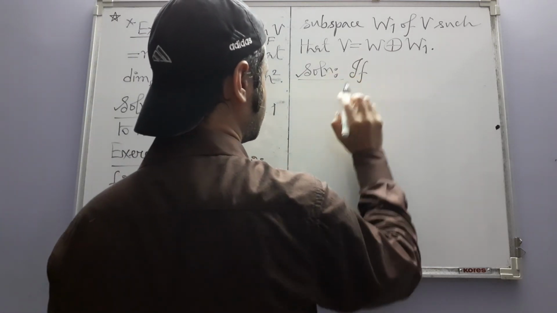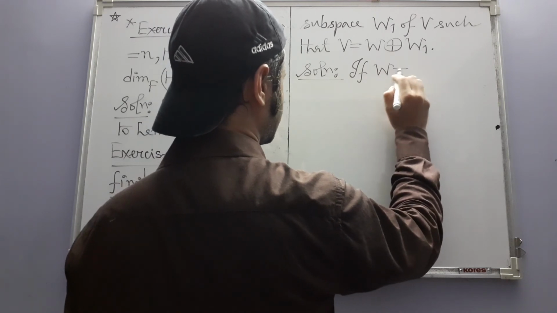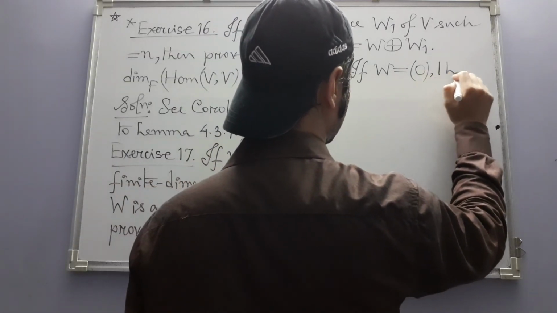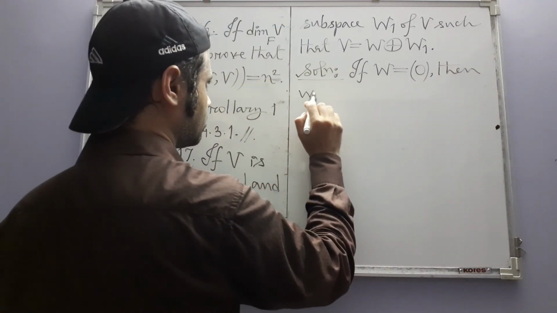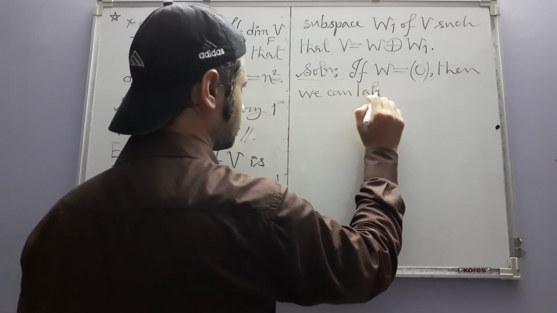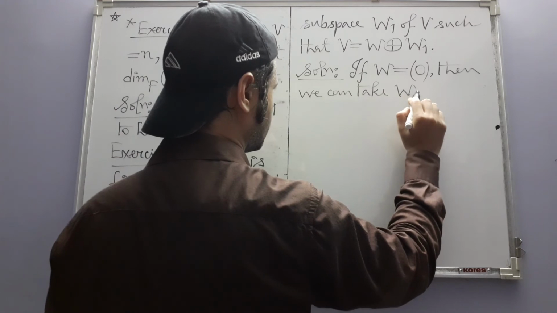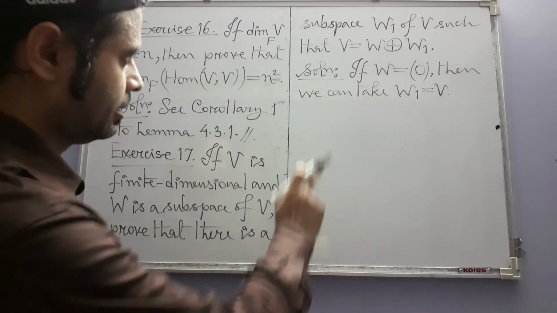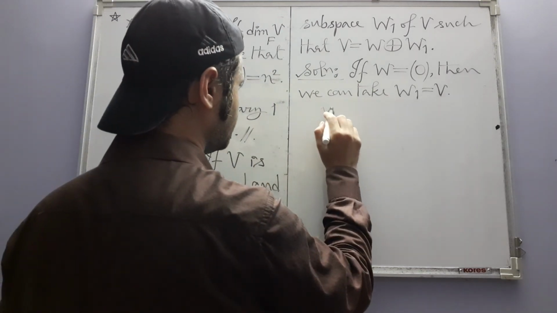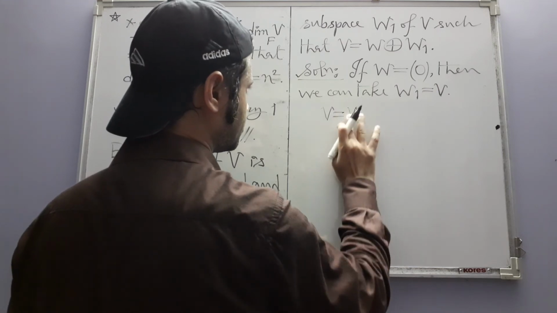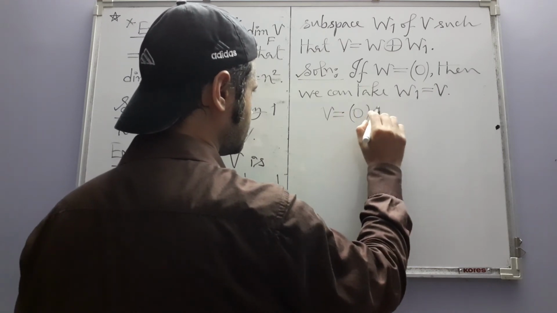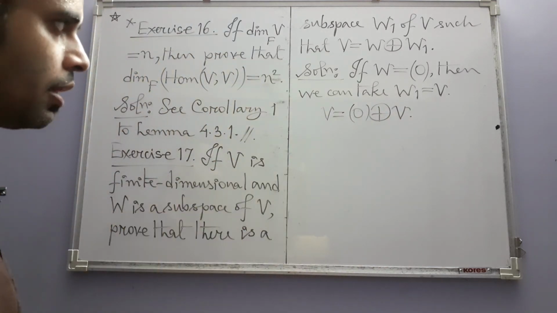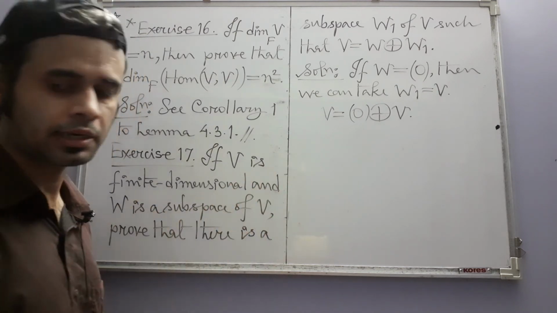If your original subspace W is the zero subspace, then we can take W1 to be V itself. What that means is that in this particular case, V is equal to V plus 0 plus V. Keep in mind, you have to show this, no matter how trivial it looks. Okay, so those are the things that I am leaving to you.